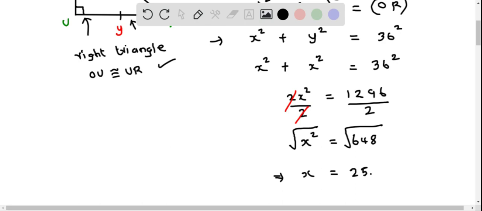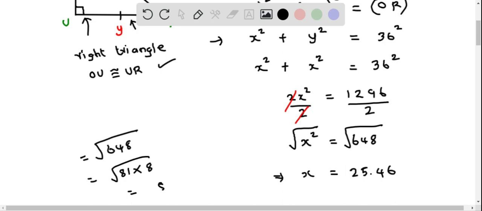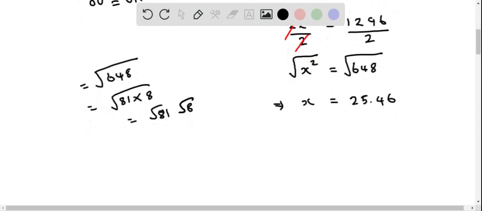This is 25.46. Or else we can also find its square root like this. That is the square root of 648. Now I can factor this as 81 times 8. So therefore this equals square root of 81 times square root of 8. We know the square root of 81 is 9, and the square root of 8, I can write as the square root of 4 times the square root of 2.